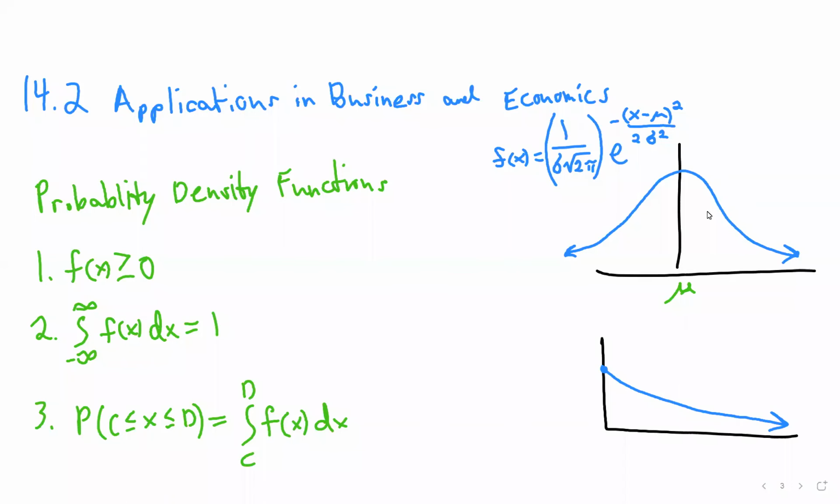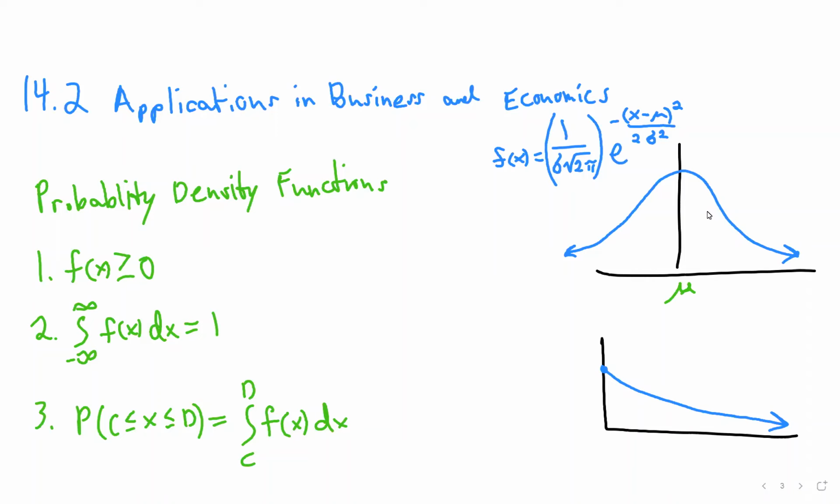All right, so this is a recording for 14.2, Applications in Business and Economics. So we're going to talk a little bit about probability density functions. If you have a probability density function and you wanted to make sure that it worked out as a probability density function, you would need to make sure that every point of x has the property of f of x being greater than or equal to 0.